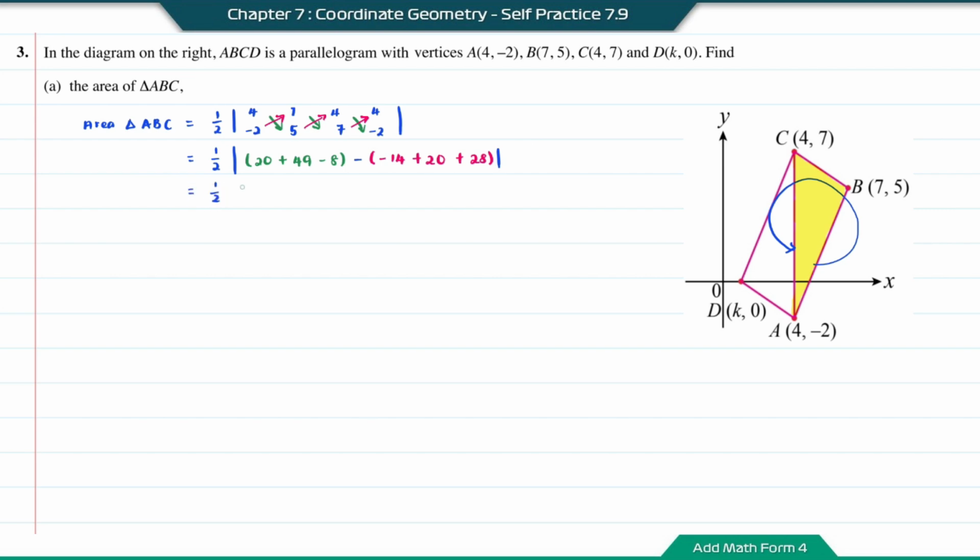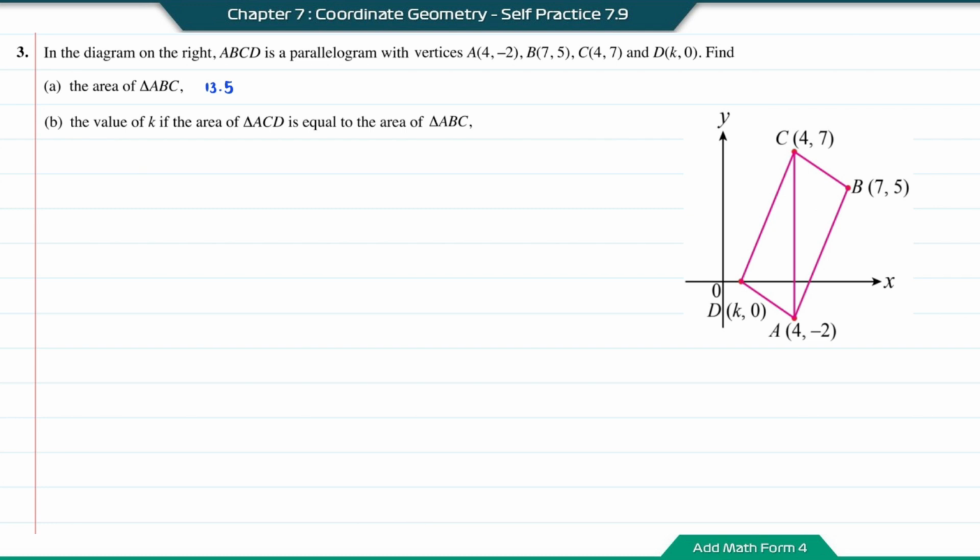So here the answer in the first bracket is equal to 61. Then minus the answer in the second bracket is equal to 34. So 61 minus 34, this is equal to 27. So 1 over 2 times 27, this is equal to 13.5.